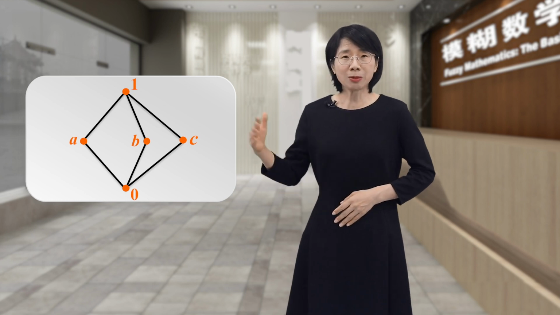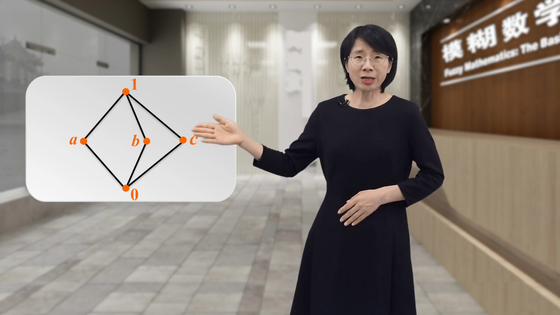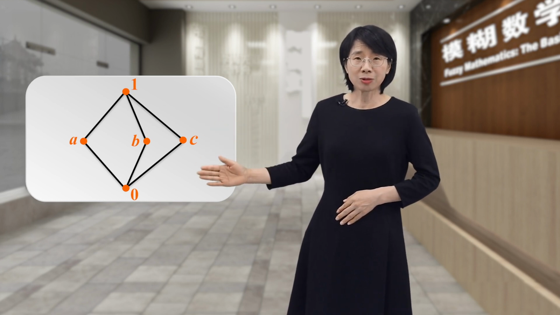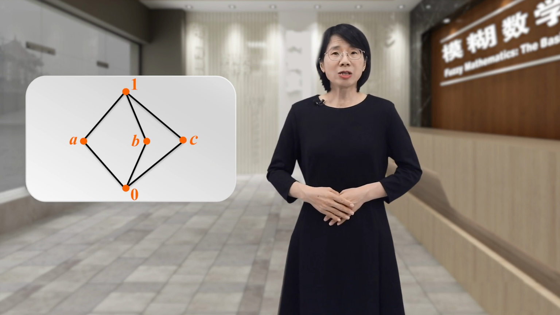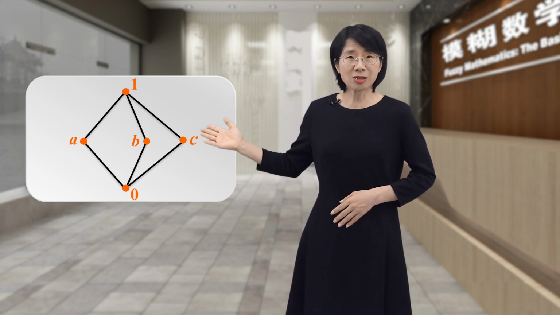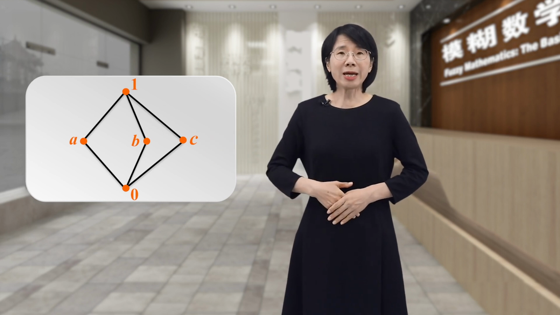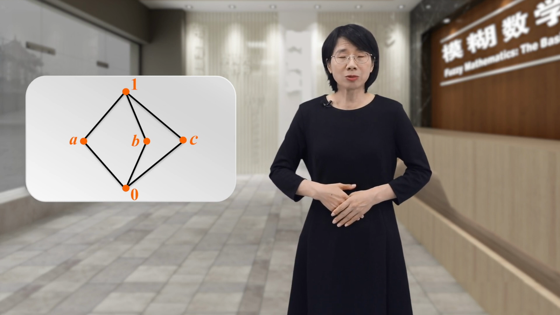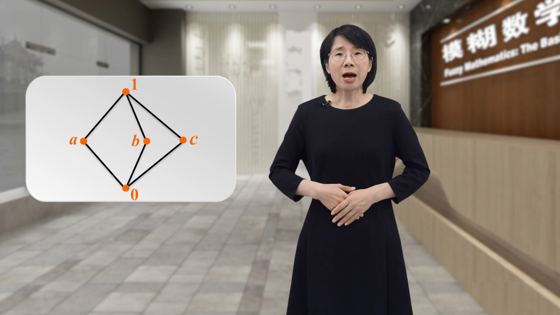What about element B? The supremum of A and B is 1, and the infimum of A and B is 0. Therefore, element B is a complement of element A. What about element C? The supremum of A and C is 1, and the infimum of A and C is 0. Therefore, element C is also a complement of element A. Then element A has 2 complements, element B and element C.